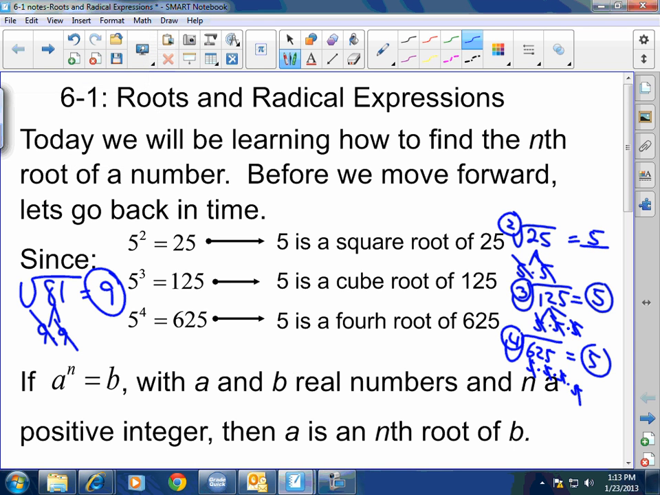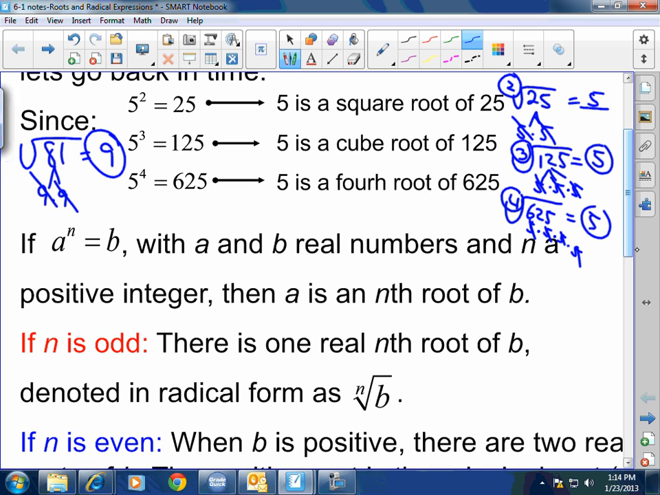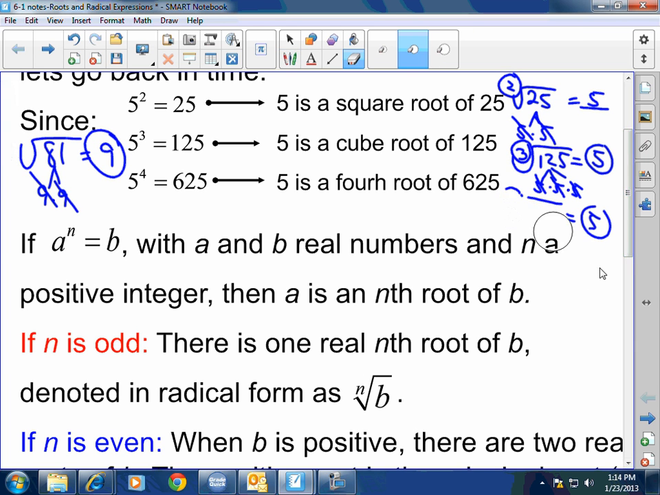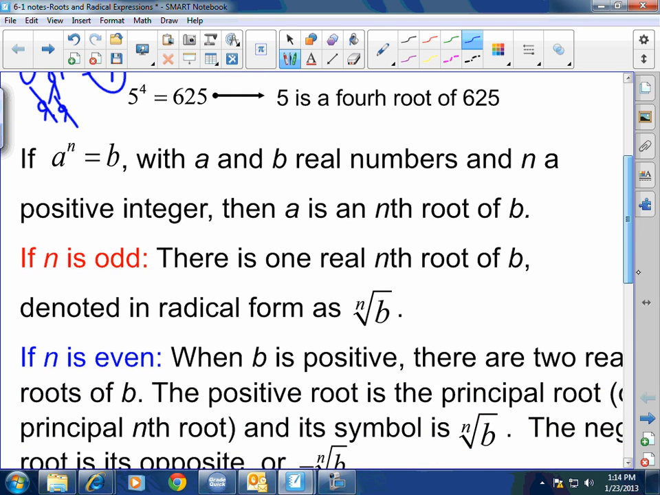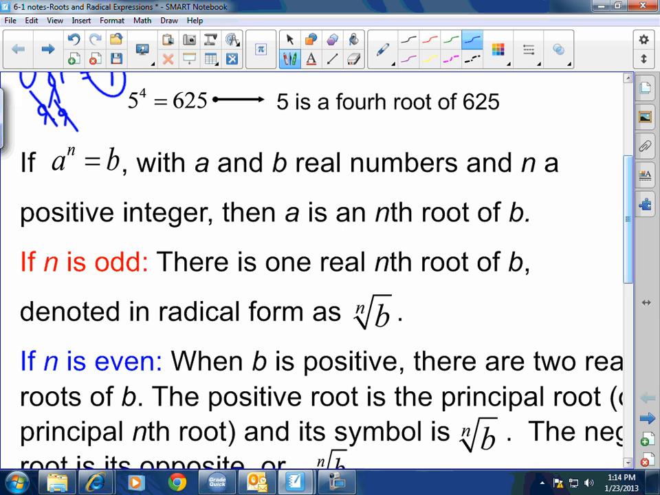Alrighty. So anyways, let's break this down. If I have a to an n power, that equals b, okay? With a and b as real numbers, and n is a positive integer, then a is an nth root of b. If n is odd, there is one real nth root of b, denoted in the radical form, the nth root of b. I'll explain all of this in more detail in a second.